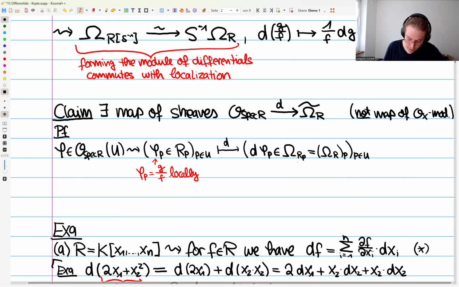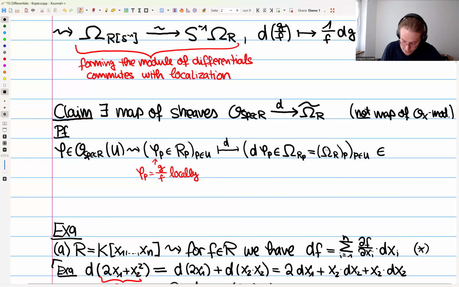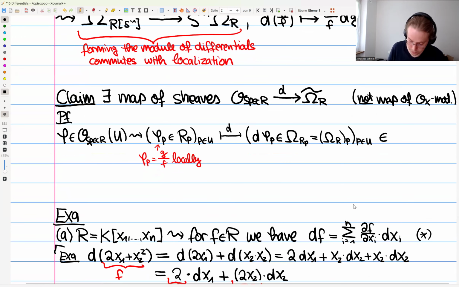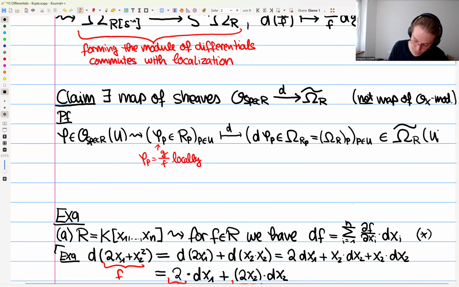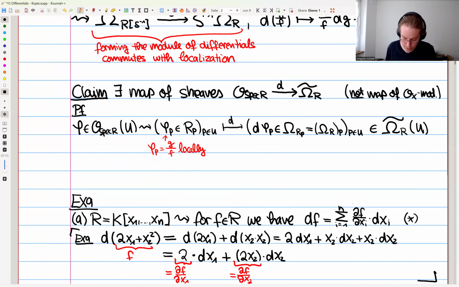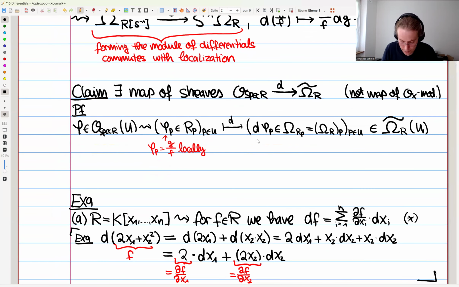And I mean, this is at least the right data. So somehow a collection of elements in the localizations of this omega r at the various points. This is the right data for being an element in this tilde thing on U. The only thing we need to check is that locally, this is given by the quotient of a module element here by a function which doesn't vanish at any of these points.